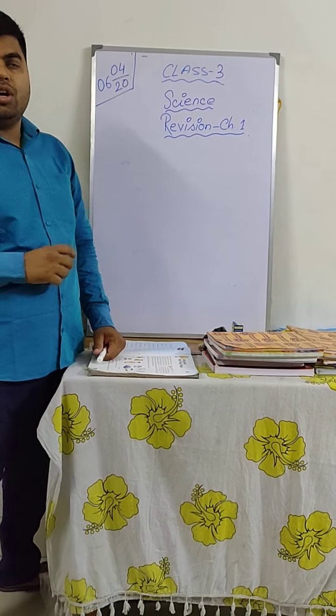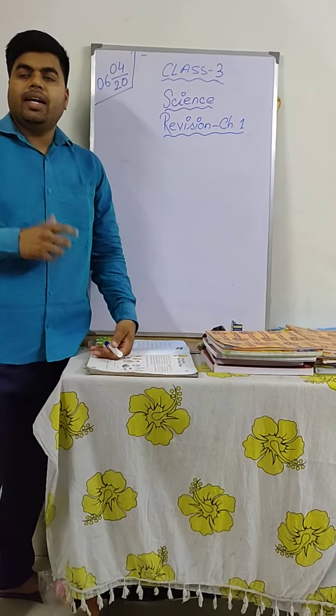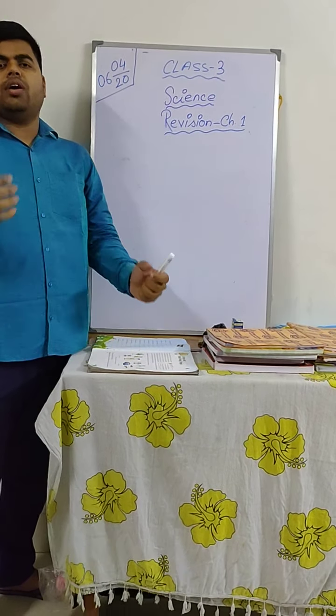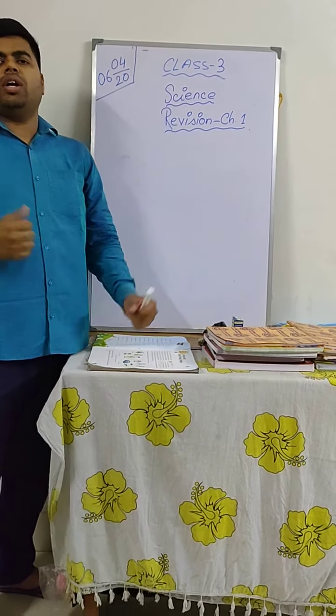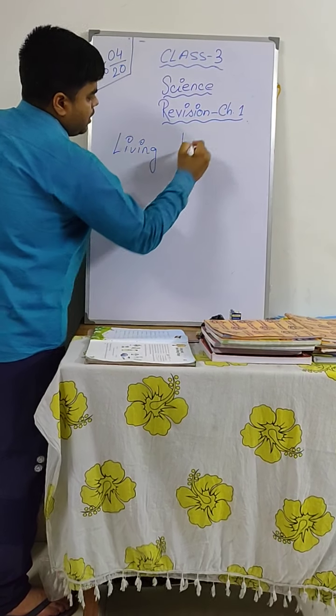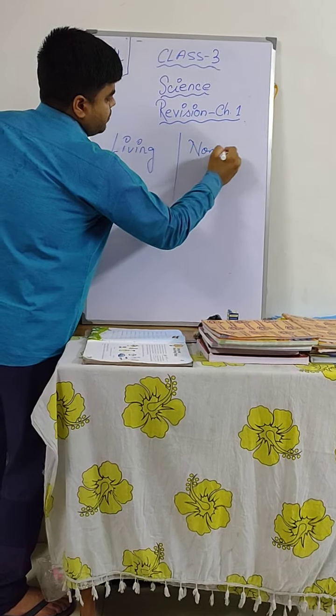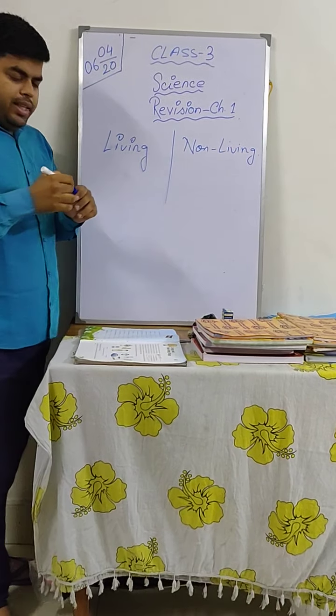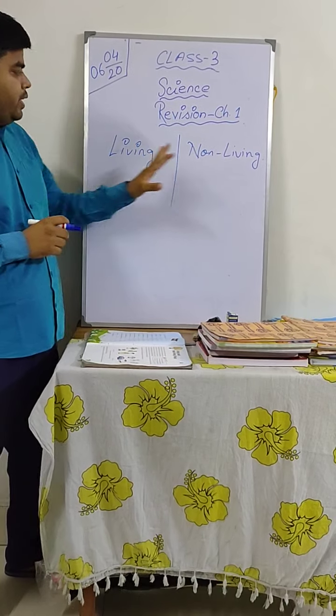Living and non-living things. What are living things and non-living things? Living things are those things which have life in them. You have so many things around us. They are actually categorized into two category groups, that is living and non-living. So things around us are categorized into living and non-living.